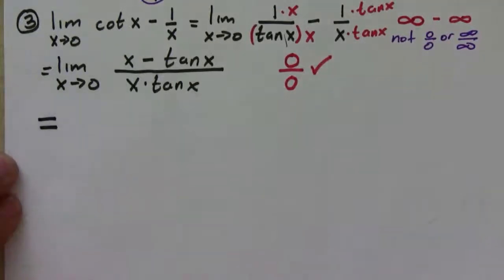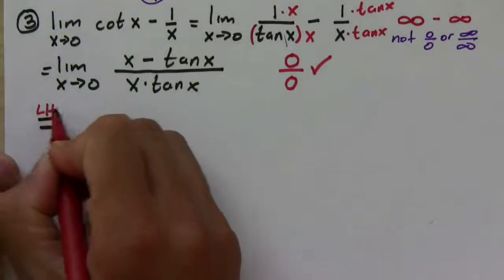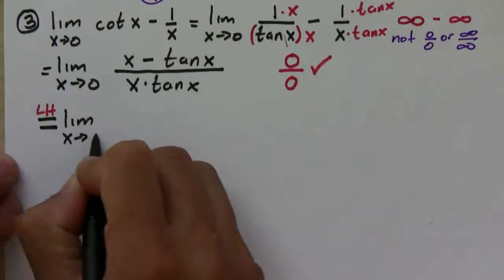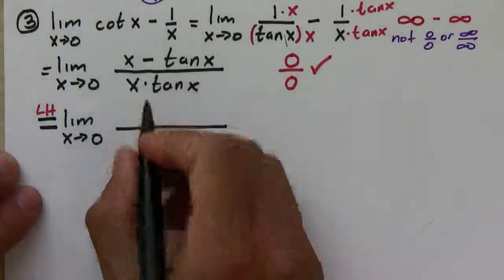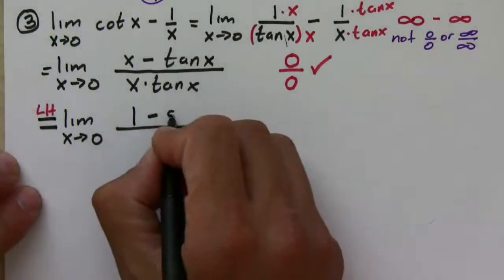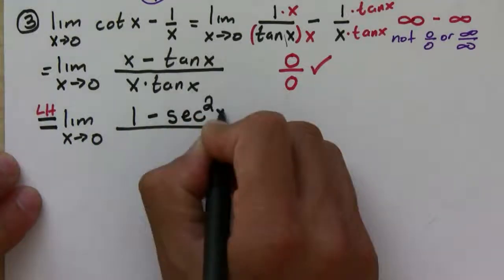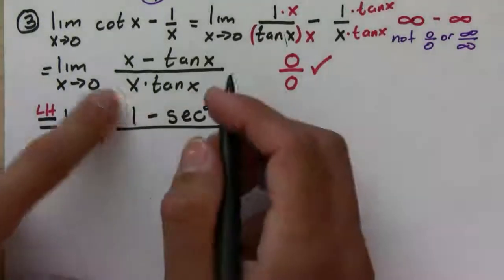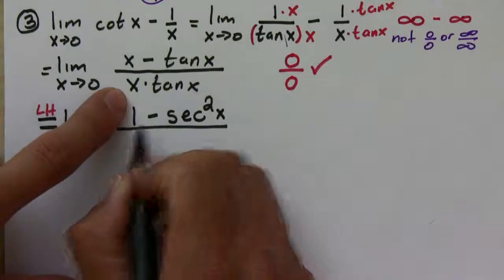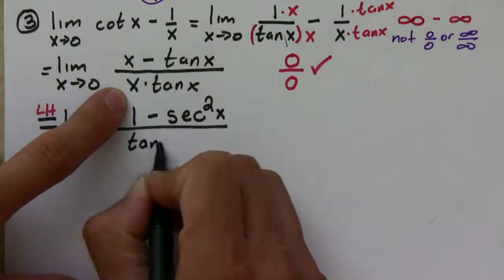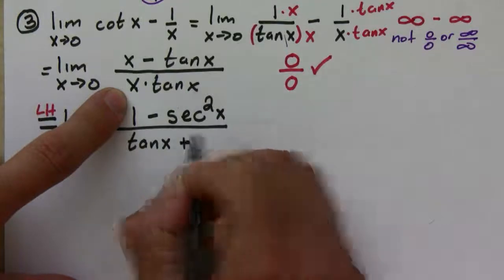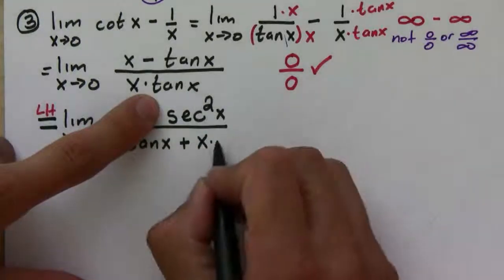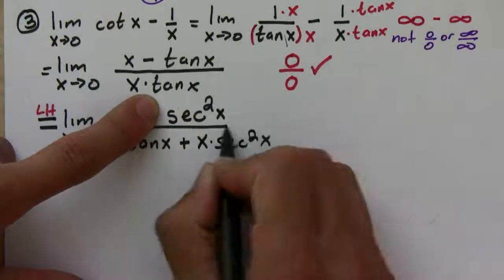Okay, so in the next step, if I use L'Hopital's rule, I'm going to get that this is equal to the limit as x goes to 0 of the derivative of x, which is 1, minus the derivative of tangent, which is secant squared x. And then on the bottom it's a little bit tougher because I have to use the product rule. So I would have the derivative of the first, which is 1, times the second, which is tangent, plus the first, leaving it alone, times the derivative of the second, which is secant squared x.